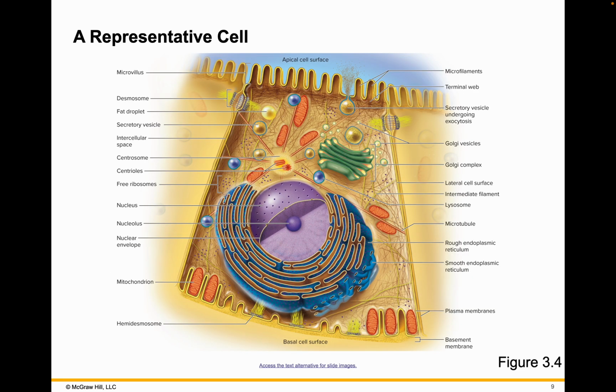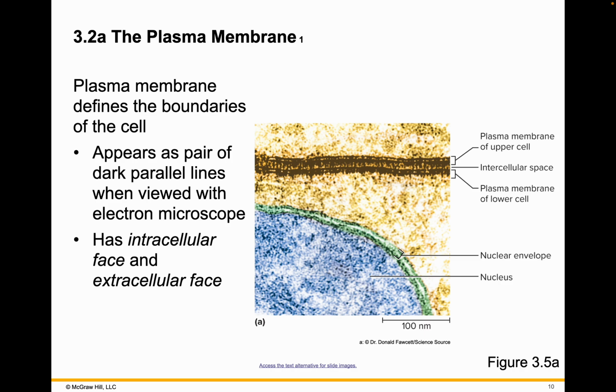So here is a representative cell with all kinds of things labeled on it, and we will get into that momentarily. So we start with the outermost region, the plasma membrane, that defines the boundary of the cell. It's a pair of dark parallel lines when viewed with an electron microscope. And those dark parallel lines are the phospholipid bilayer. It has an intracellular face and an extracellular face.